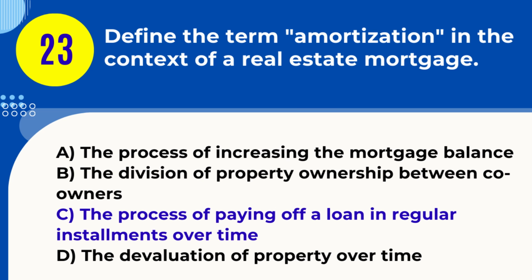Answer. C. The process of paying off a loan in regular installments over time. Explanation. Amortization in real estate mortgages refers to the process of gradually reducing the loan balance through regular payments of both principal and interest over a set period.